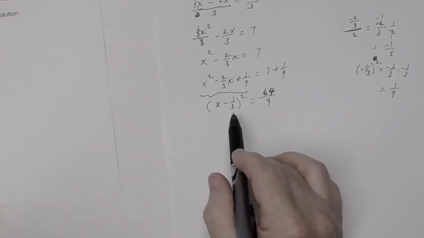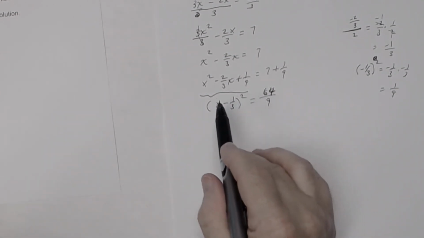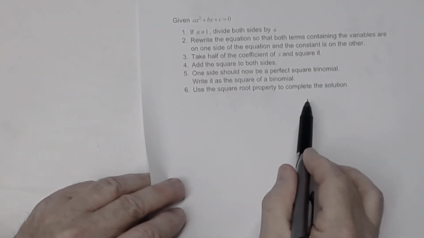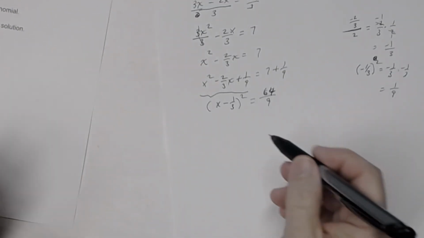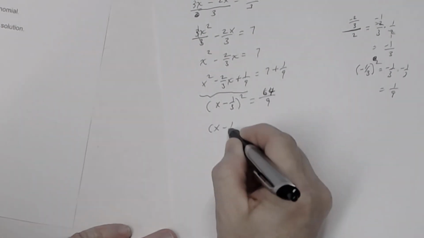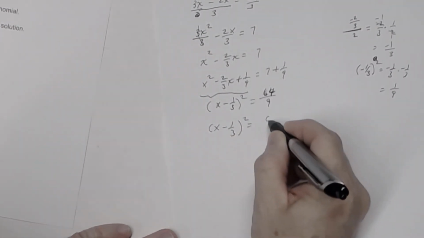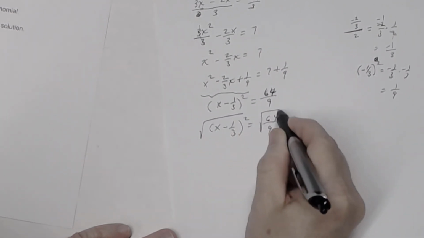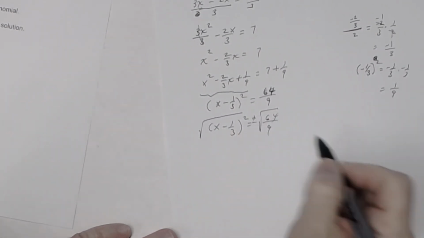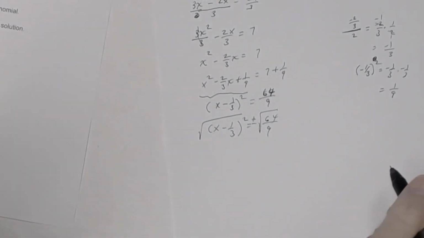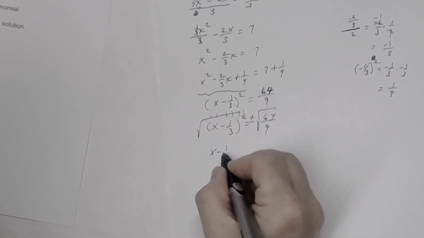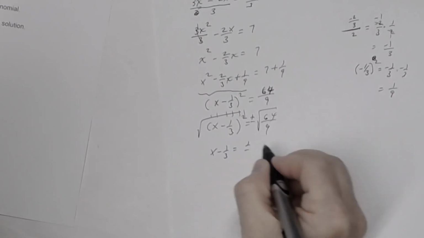All right, now at that point, this is where you're going to use the square root property. Number 6 says use the square root property to find the solution. So we're going to go ahead and rewrite this over, and what we have is this now. I'm going to take the square root of both sides. And remember, when you take the square root of both sides, you get that plus or minus notation. The square and the square root undo each other, so you get x minus 1/3 equals plus or minus.